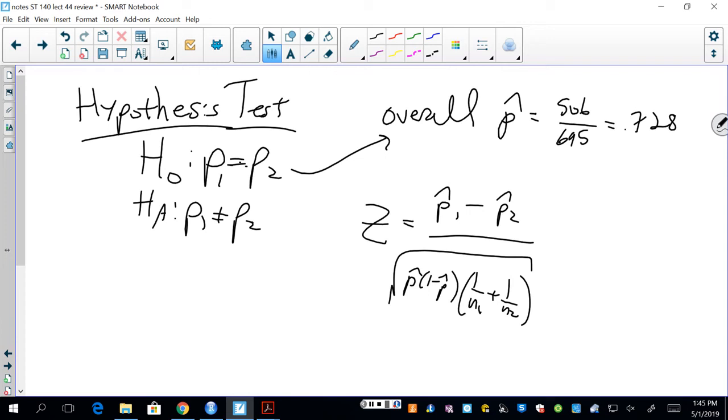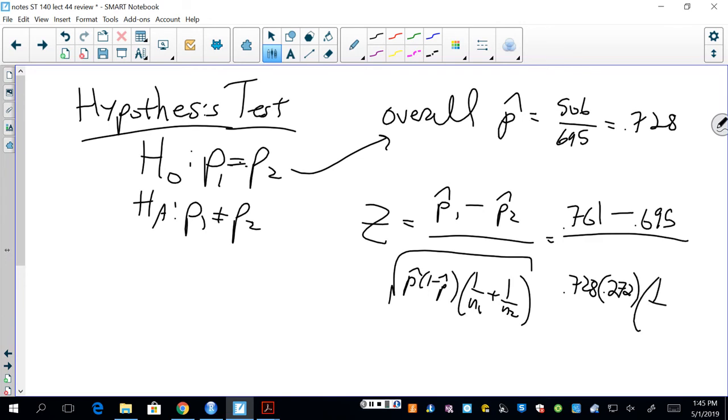So this 0.761 for the surgery group, 0.695 for the observation group. The composite between those two things is 0.728, and 1 minus that is 0.272.